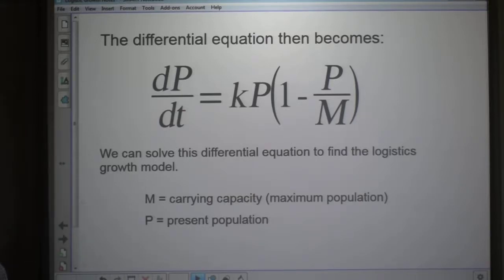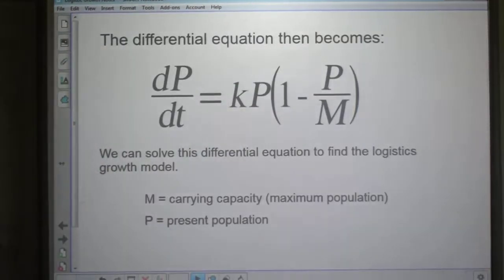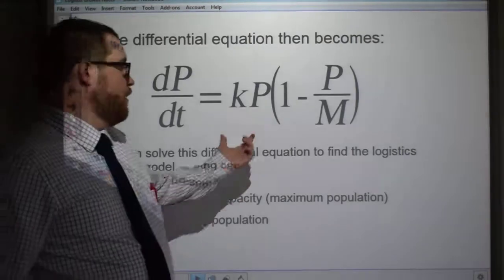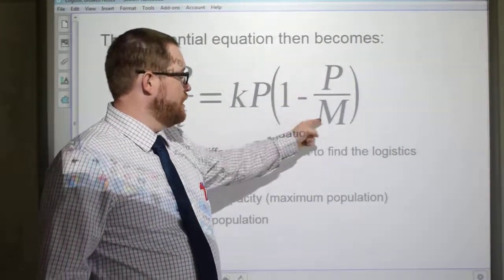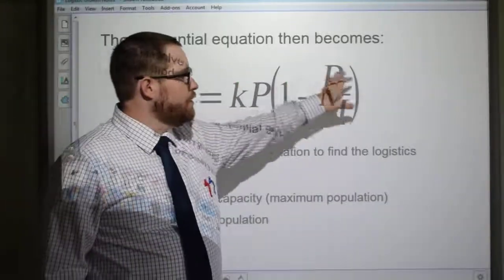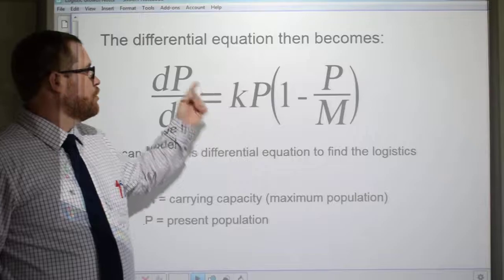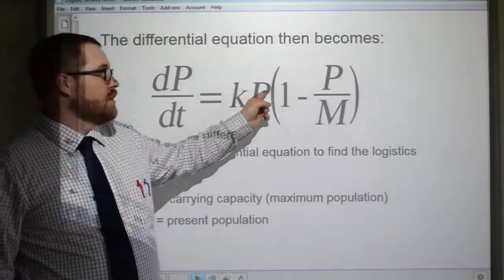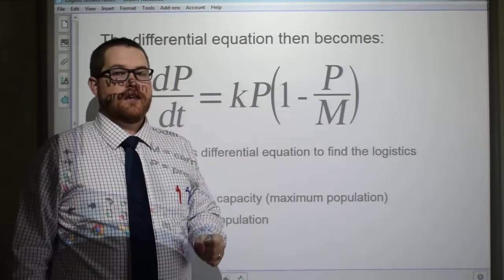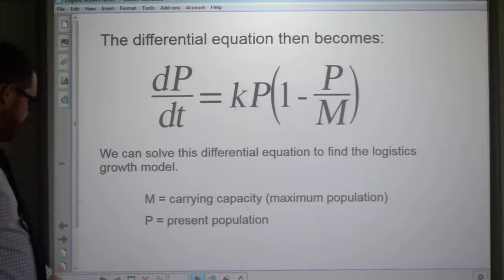Here is the differential equation for logistic growth. And you need to know this. At least you need to have some idea of this. K is just the rate that it's growing. P is your present population, your initial population. 1 is 1. P again is your initial population. And M is the maximum population, called the carrying capacity. Okay? Again, notice, there's no T, there's no time in this. So you're not growing based on time, you're growing based on your population and the maximum population, the carrying capacity. So it's like exponential growth in that you don't have a maximum, you don't base it on time.